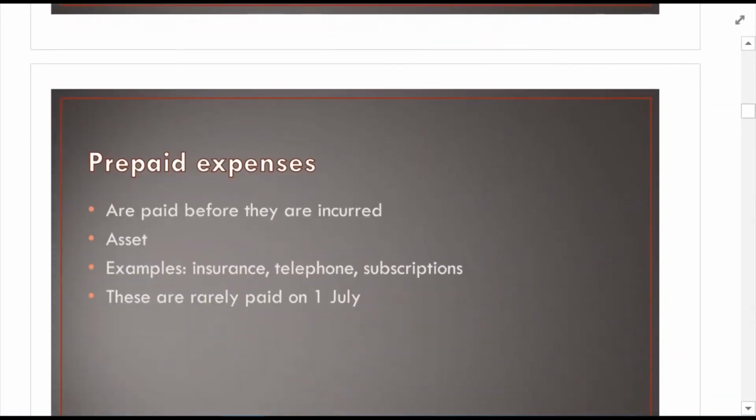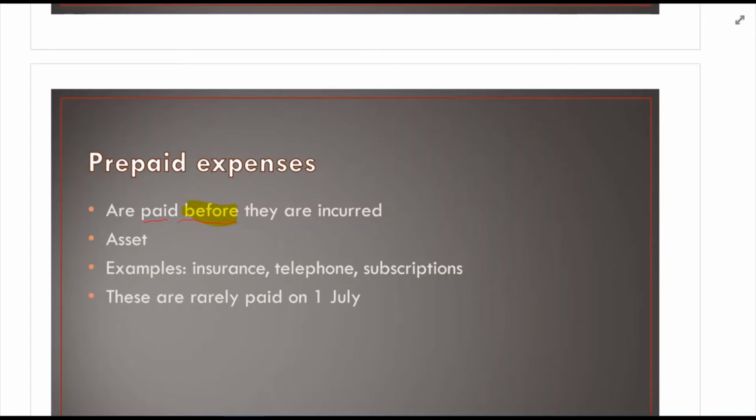First one we need to worry about is the prepaid expenses. So I'm sure you have a mobile phone, and those of you who have done this before, it's called a prepaid phone plan. Okay, so that means you pay for the phone calls before you actually use them. So they are paid before we actually incur the costs. Okay, so beforehand, not after.